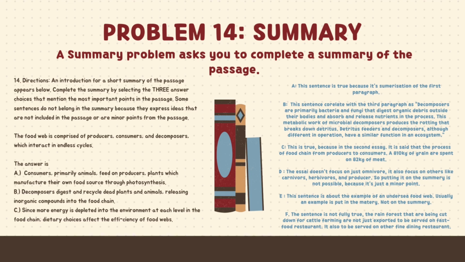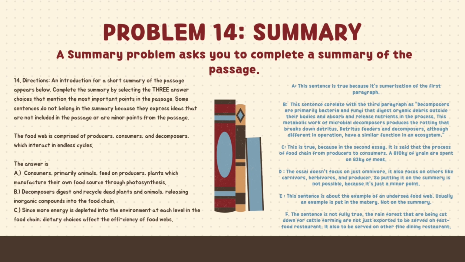C is true because in the second paragraph it is said that in the process of food chains from producers to consumers, 810 kilograms of grain are spent on 82 kilograms of meat. The essay doesn't focus on just omnivores, it also focuses on others like carnivores, herbivores, and producers. So putting it in the summary is not possible because it's just a minor point.